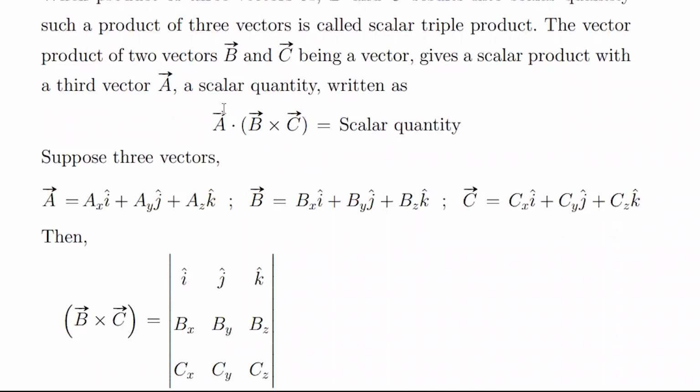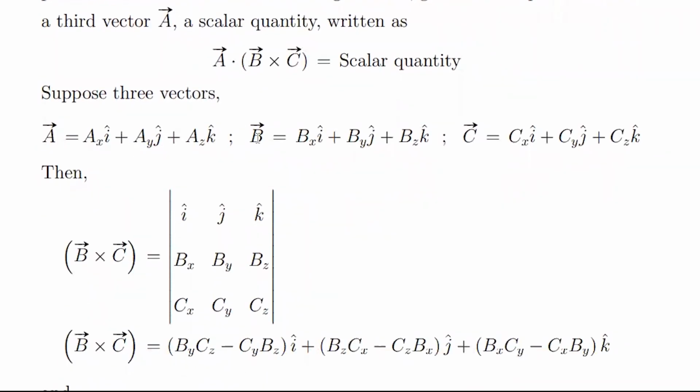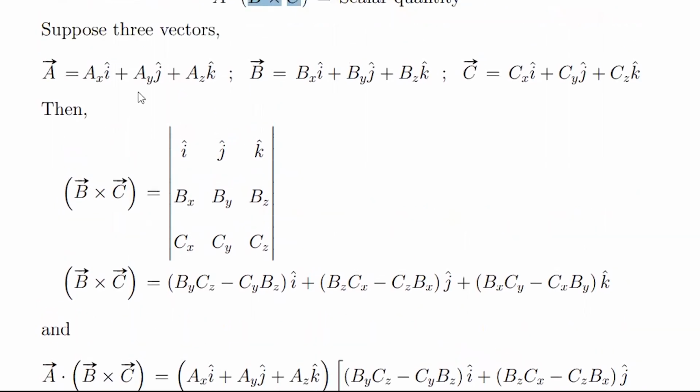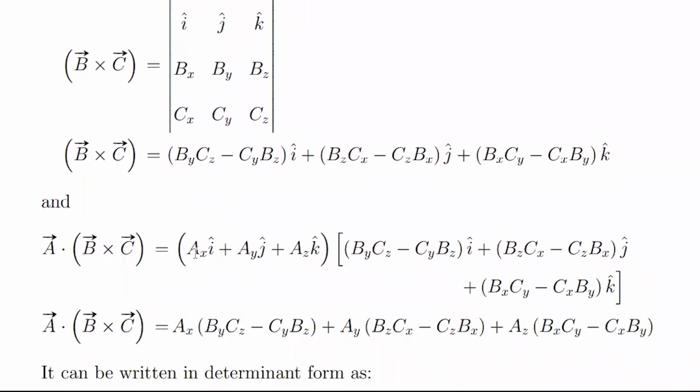Now, these three vectors in component form can be written as Ax i, Ay j, Az k, and similarly B and C. First of all, we will multiply B and C by using the determinant method. First row, first column, then plus first row, second column, and first row, third column. We will get these three terms, and finally multiply with the vector A. That is, Ax with the x component, Ay with the y component, and Az with the z component.